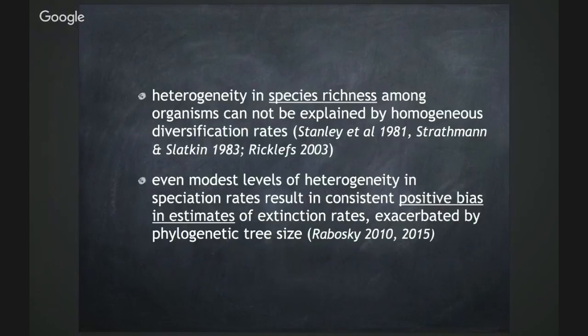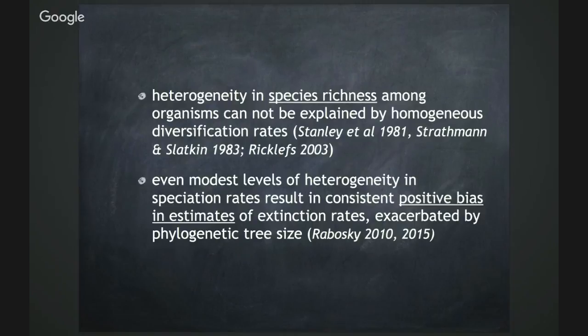Unfortunately, studies have shown that heterogeneity in species richness cannot be explained by processes with homogeneous diversification rates. And furthermore, Roboski in a couple of his papers showed that even if one simulates a tree with even modest levels of heterogeneity in speciation rates, and then one tries to infer the diversification rates based on an assumption of their constancy through time and lineages, this will result in a consistent positive bias in the estimates for extinction rates. And this will particularly be exacerbated by phylogenetic tree size.